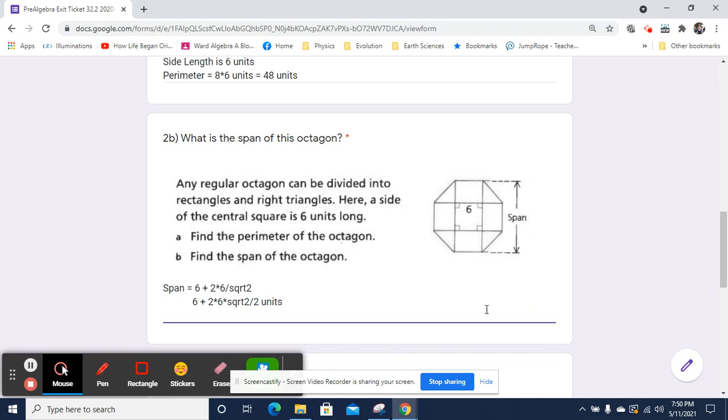Once we do that, of course, this 2 and this 2 will cancel out. So we'll end up with 6 plus 6 square root of 2 units. And we are done. I hope that was helpful.